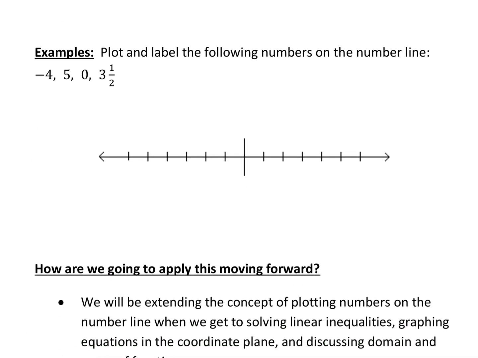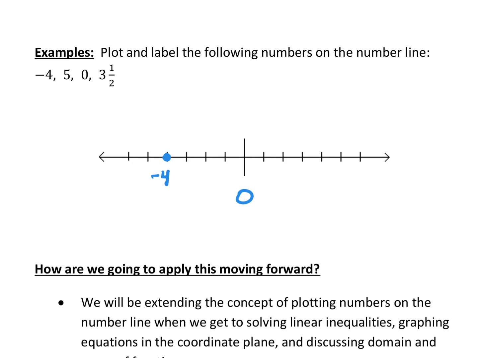So for our examples, we want to plot and label the following numbers on the number line. We're going to start with -4, and in order to graph -4, we want to go 4 spaces away from the middle, which is our 0. And because it is negative, we're going to go 4 spaces to the left. So if we count 4 spaces to the left, make sure that you are moving before you start counting. We start at 0. We go 1, 2, 3, 4. And so this is going to be -4. So to plot, we're going to draw our dot, and to label, we put the number underneath.